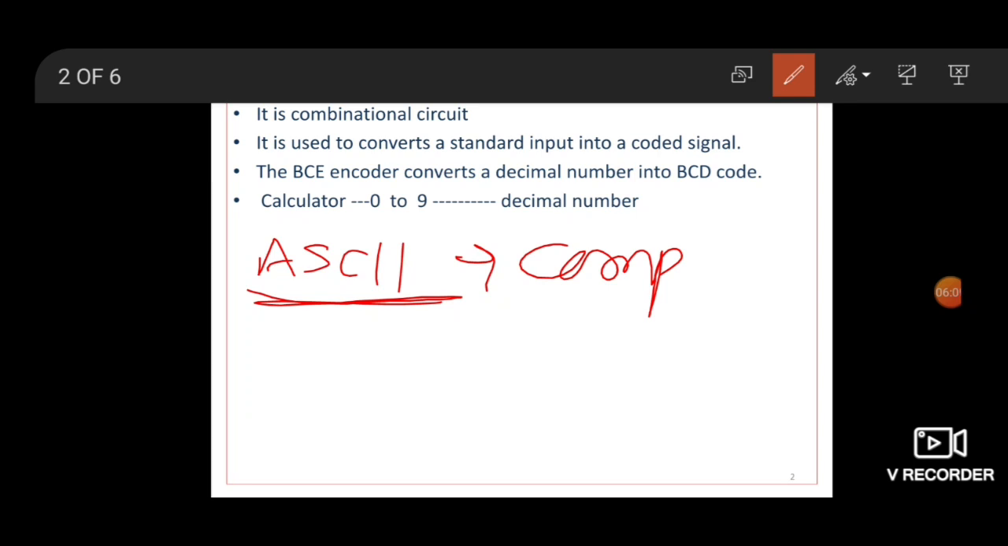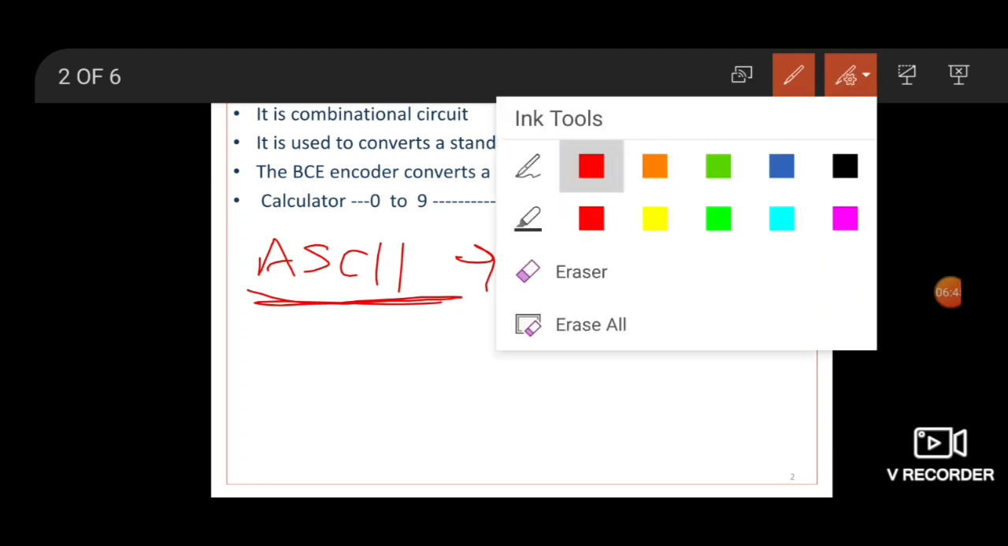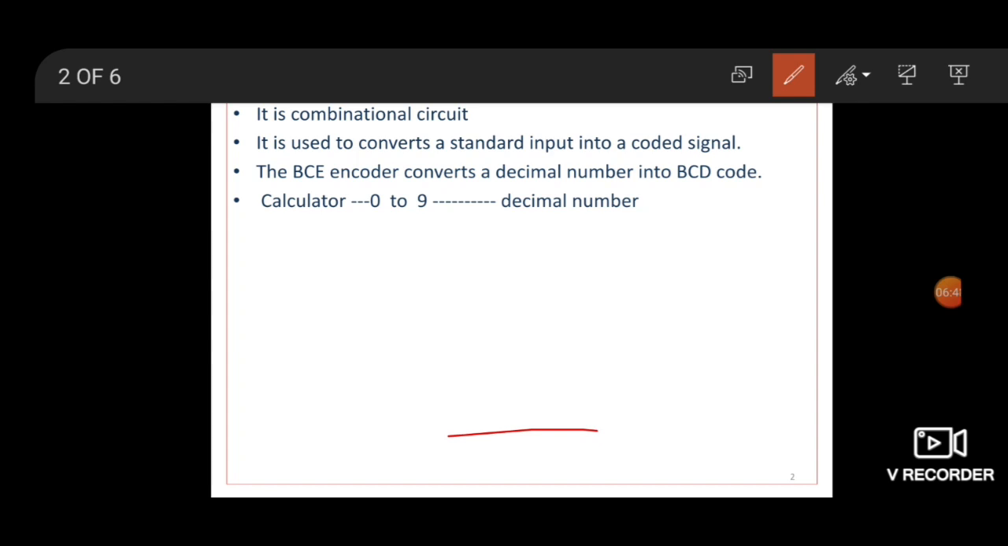Okay, so to convert the ASCII code into processed data, here we use one circuit, that circuit is known as encoder. See, what is ASCII? ASCII means, all of you know, American Standard Code for Information Interchange. It is used to convert your given keys into computer language. Computer language is also called machine level language. Based on this logic, we are going to see one circuit that is called BCD encoder.